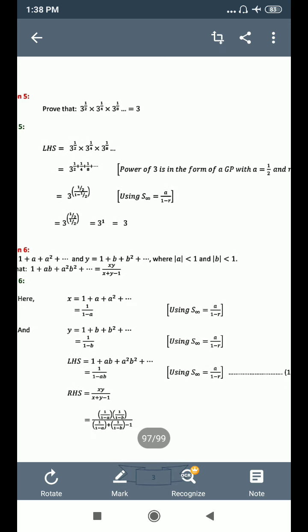It is asking to prove that 1 upon 3 raised to power half into 1 upon 3 raised to power 1 by 4 into 1 upon 3 raised to power 1 by 8. You have to prove it is equal to 3. Sorry, it is 3 raised to power. So what do you have to do?